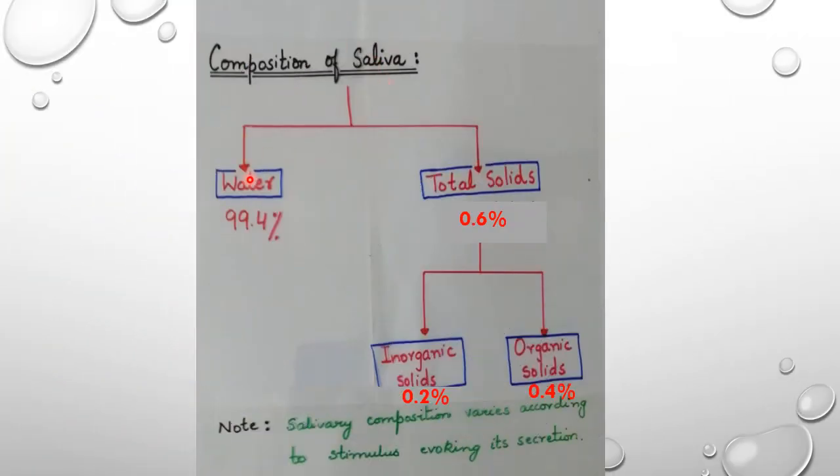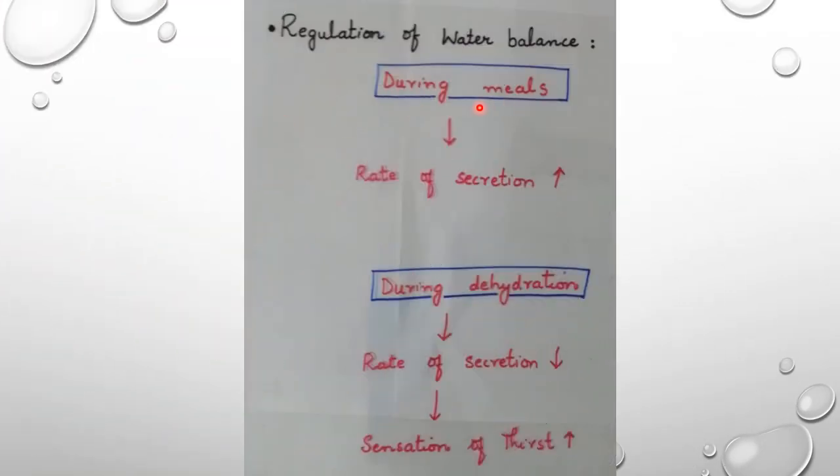Saliva is mainly composed of water, and that is around 99.4%. Rest of saliva contains solids which constitute about 0.6% of total solids, and these are further distributed as inorganic solids which are up to 0.2% and organic solids which are up to 0.4%. Now the composition of saliva is highly variable, and this varies according to the stimulus it receives, which can result into the secretion of saliva. During ingestion of meals, rate of salivary secretion increases, while during dehydration, salivary secretion decreases, which can further increase the sensation of thirst.